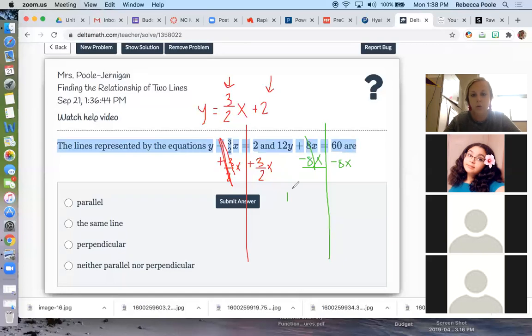All right, so 12y equals, and then this would be negative 8x plus 60. Remember, you don't add them. You bring them both down. mx plus b. And now how do I get y by itself? Divide by 12. Very good. So I'm going to divide by 12. Those cancel. Divide everything by 12.